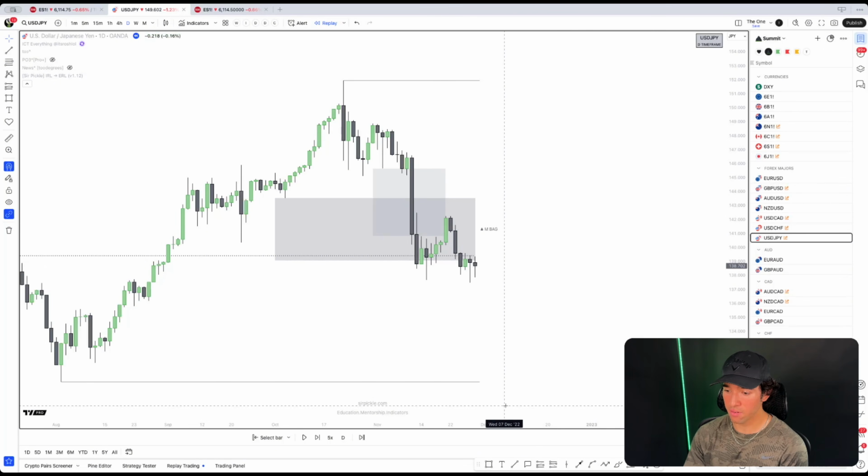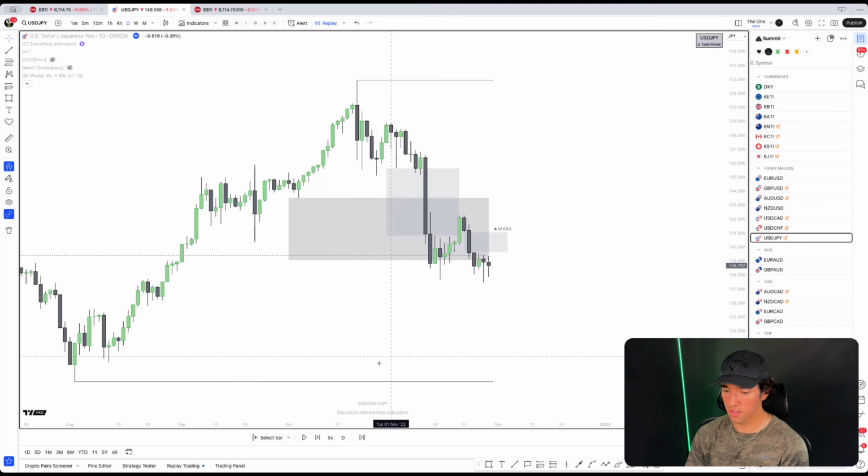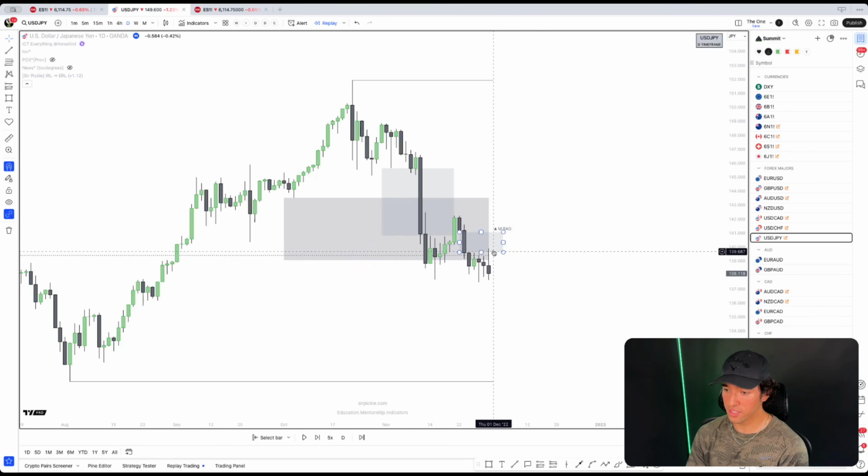We have a daily fair value gap above. So this right here would actually be very interesting for shorts. But let's take a look how price reacts. We have a beautiful respect candle, right? A large upper wick, body closure all the way down here.